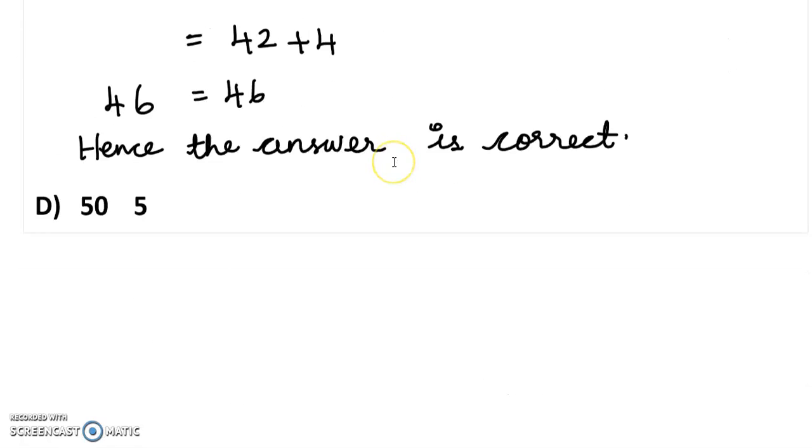Next one, 50 divided by 5. So 50 is the dividend, 5 is the divisor. So how will you do? You know the 5 table, so we'll check. First 5 is equal to 5, so we'll take 5 alone. So 5 ones are 5.